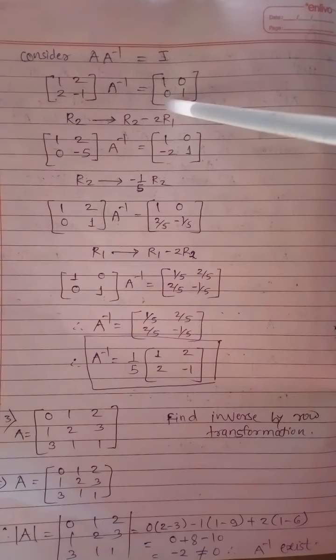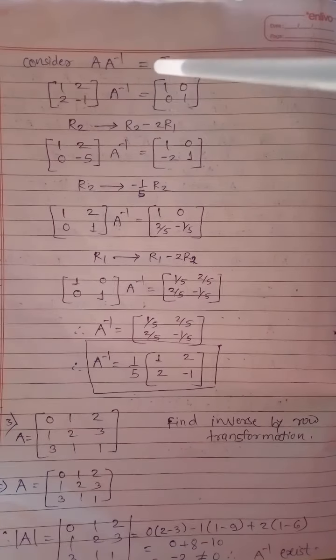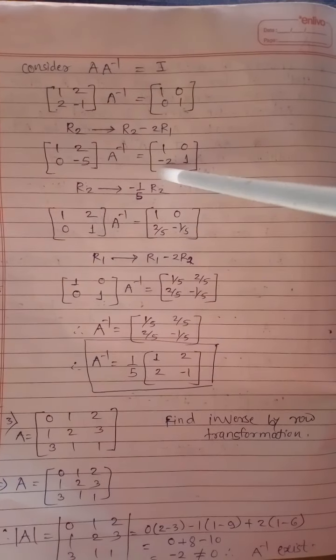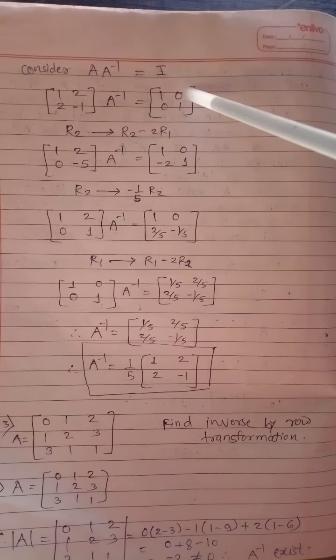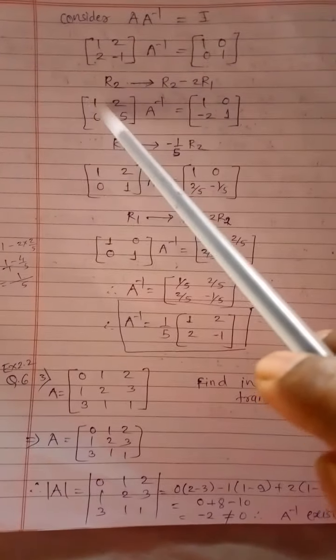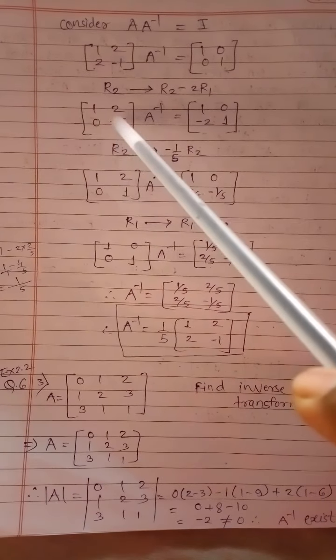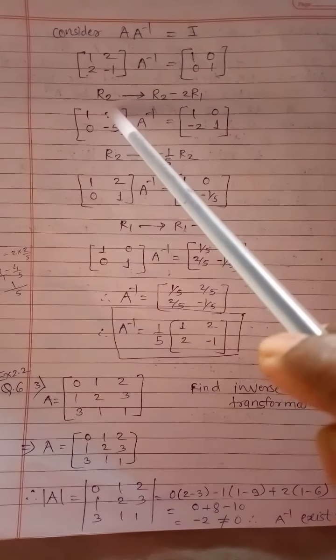So R2 is 0 minus 2R1, that is minus 2 into 1, that is minus 2. So 0 minus 2 is minus 2. Again R2, that is 1 minus 2 into 0, that is 0. So we will get here 1. So now we get 1, 2, 0 and minus 1. Now our aim is we have to make here 1 and here 0.